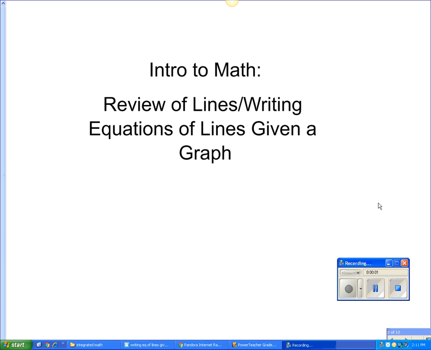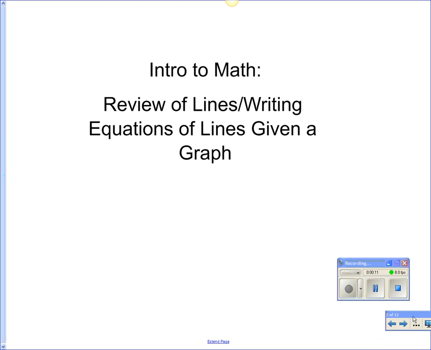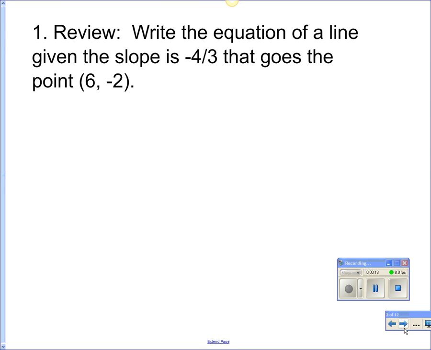Okay, so we're going to start out reviewing lines and then writing equations of a line given a graph. A little bit of review, a little bit of new stuff. Your first problem says, write the equation of a line given the slope is -4/3 that goes through the point 6, -2. Okay, so I'm going to underline equation of a line.